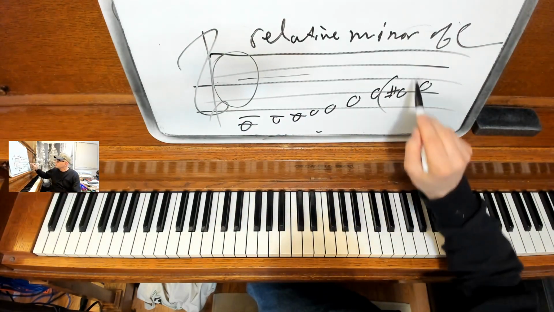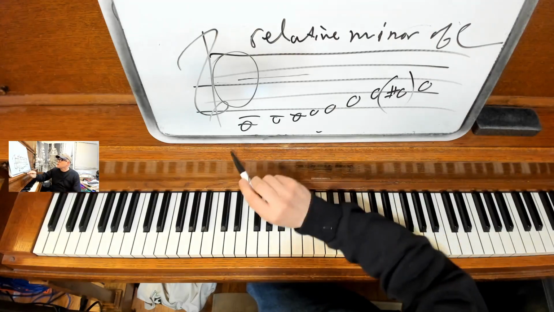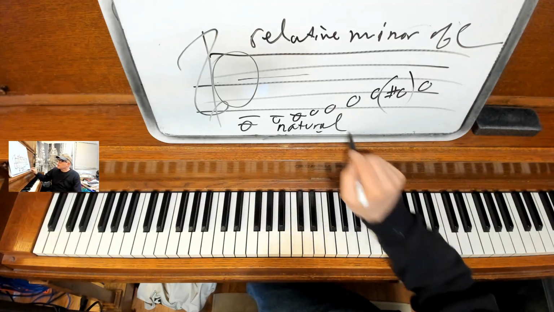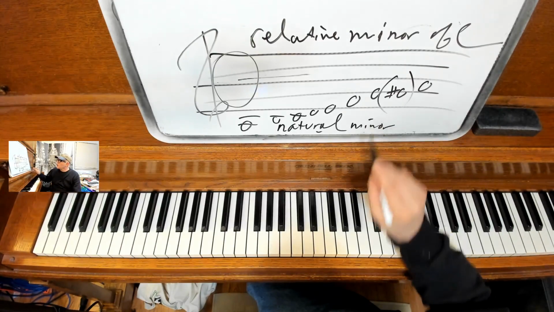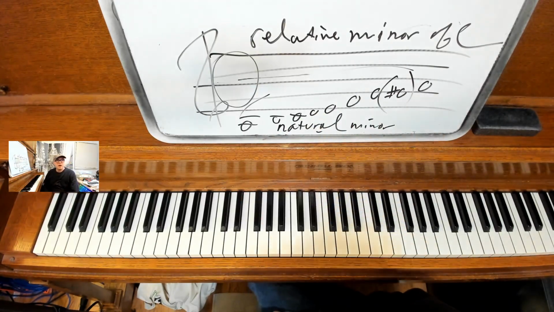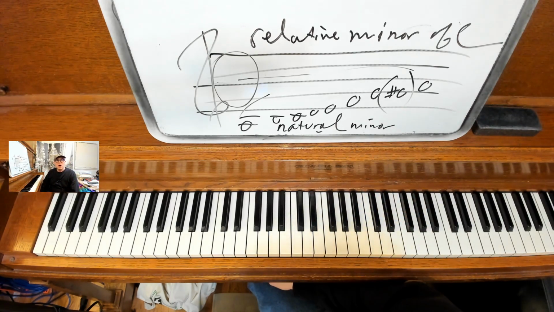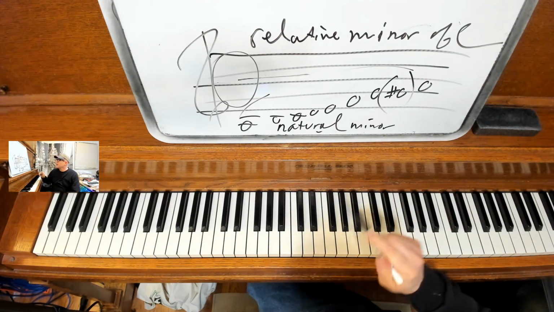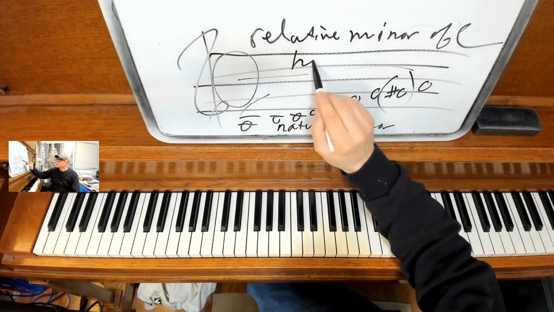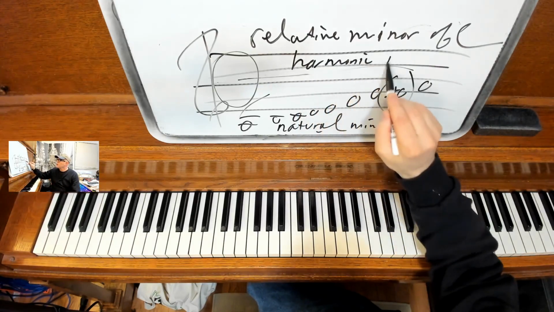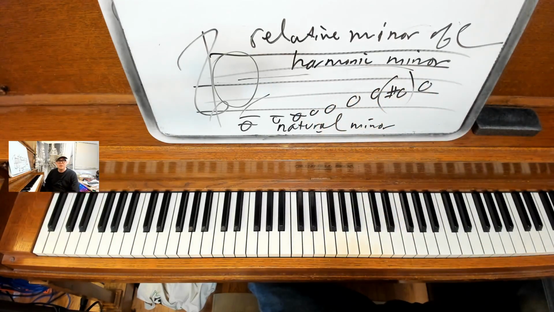Now, if we exclude the G sharp, that's called a natural minor. Why natural? Well, because all of the notes in the scale can be found in the key signature. You can still have natural minor scales that have sharps and flats in them, but we're not necessarily adding any other notes. If I add the G sharp, though, that's what we call an artificial scale. It forms the harmonic minor scale.